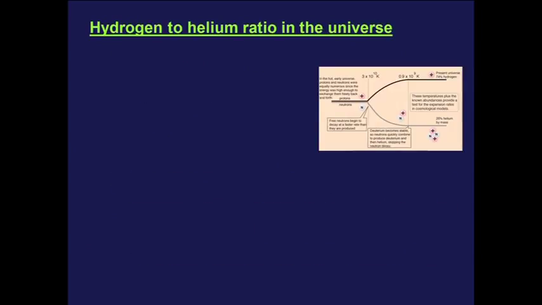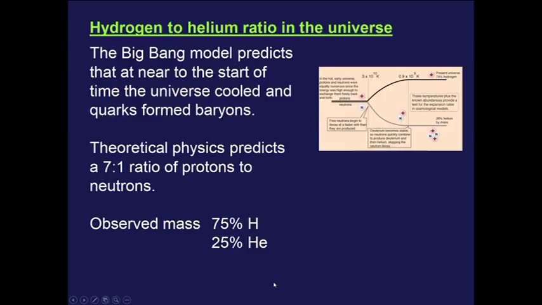So we've seen evidence for the Big Bang in terms of redshift. The next piece of evidence that suggests that, or confirms the Big Bang, is the ratio of hydrogen to helium. Now, theoretical physics beyond the scope of the specification predicts a 7-to-1 ratio of protons to neutrons because of their rest masses and how quickly they basically cool at the start of the universe.